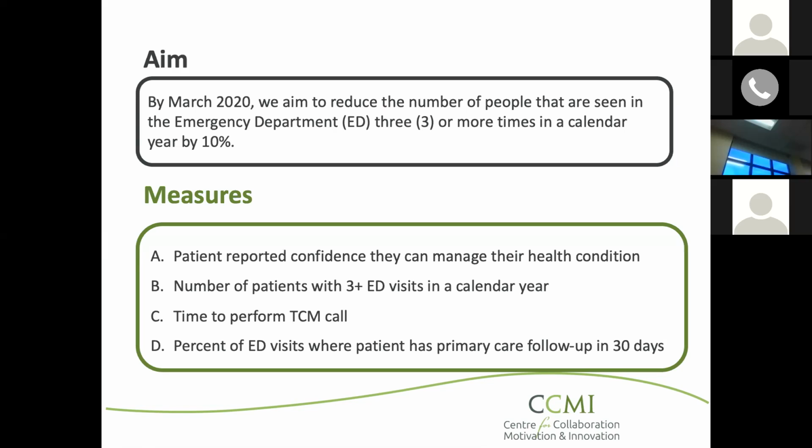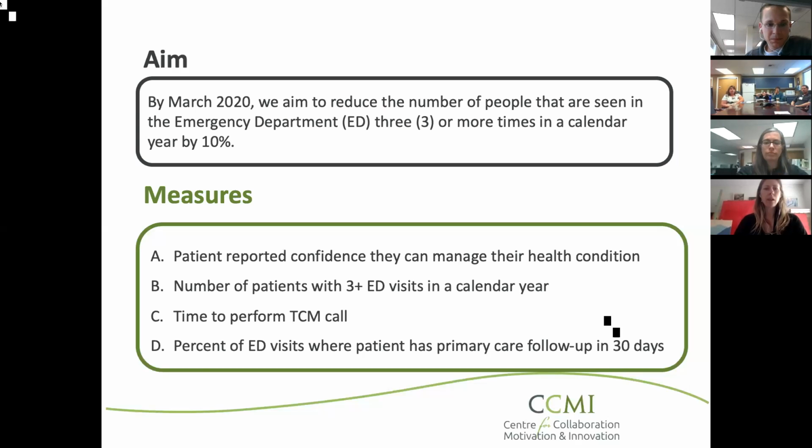What do you think? Use the chat box to put in the letters. We got a C, we got a B. What else? What are others thinking? Which ones are the process measures? C, D. Great. D. Awesome.